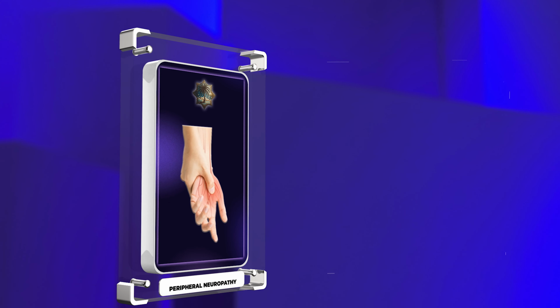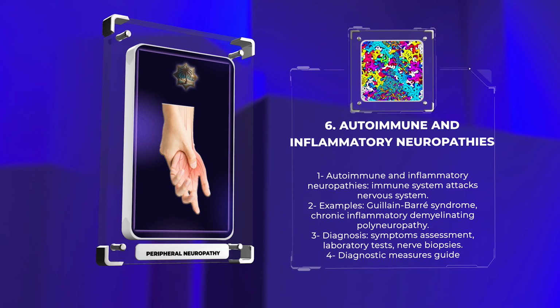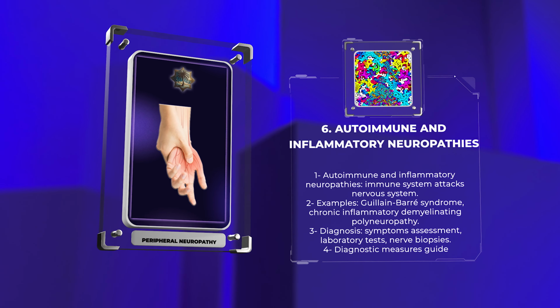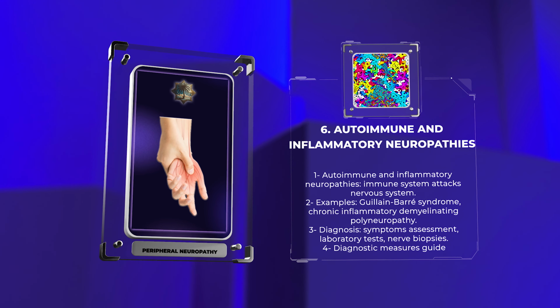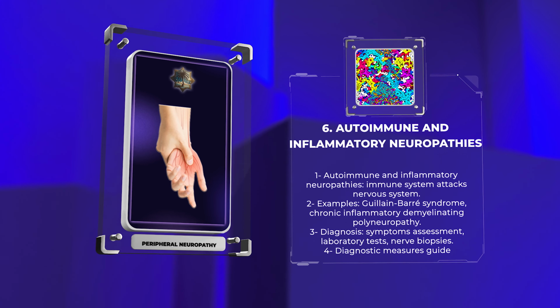Autoimmune and inflammatory neuropathies are a collection of disorders affecting the peripheral nerves. These diseases occur when the immune system mistakenly attacks the nervous system. Examples of autoimmune and inflammatory neuropathies include Guillain-Barré syndrome and chronic inflammatory demyelinating polyneuropathy, CIDP.